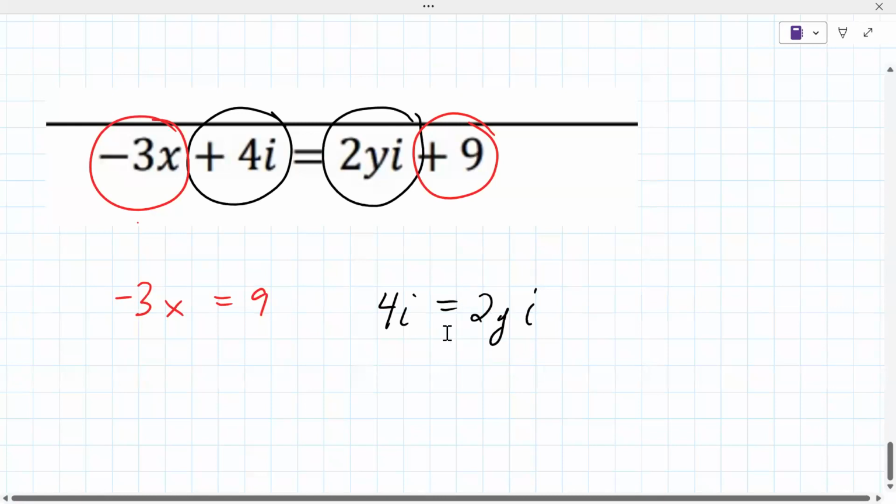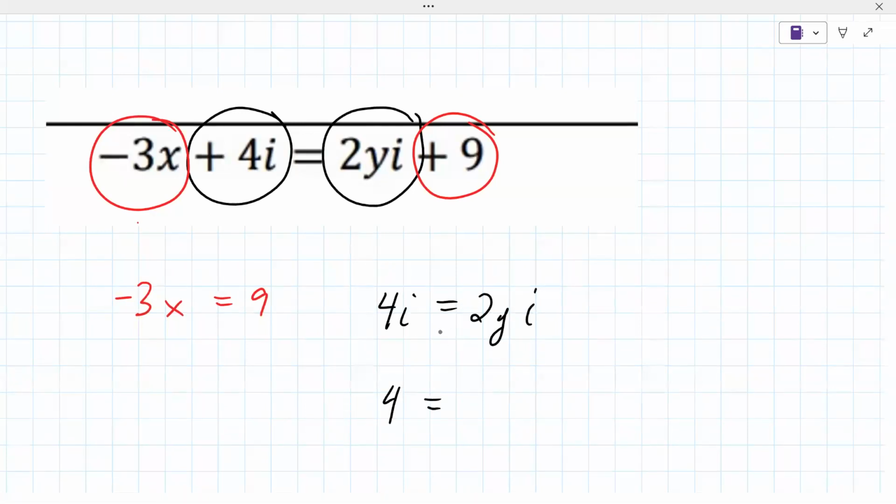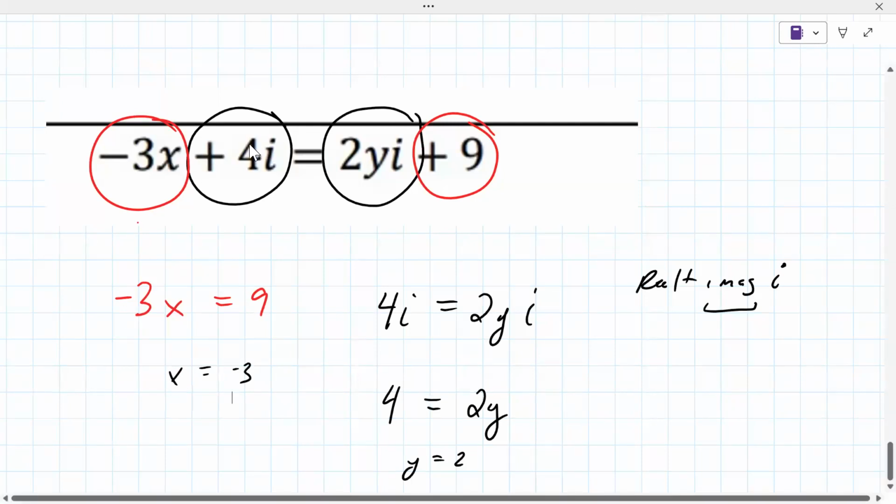So the i's don't cancel, you're just not using them as part of the variable. I mean, you're not canceling them. They're just, like you said, the real part and the imaginary part. Because the imaginary part is times i, it's just a coefficient. So anyway, you get y equals 2, x equals -3.